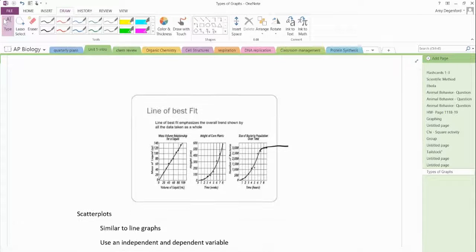Quick word about line of best fit. They don't always have to have a linear relationship. A lot of students try to fit a line in there, but it could be a curve. You see the curve really nicely here, and then you see the curve flatlining there. So depending on your data, you might not want a linear relationship.